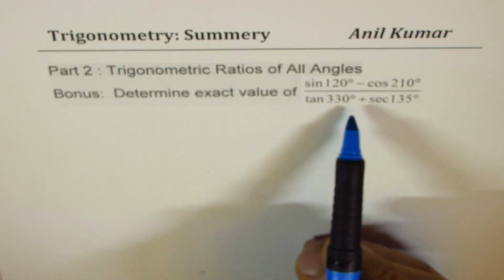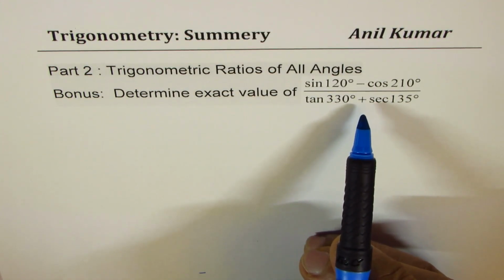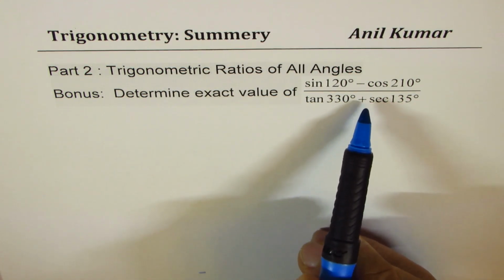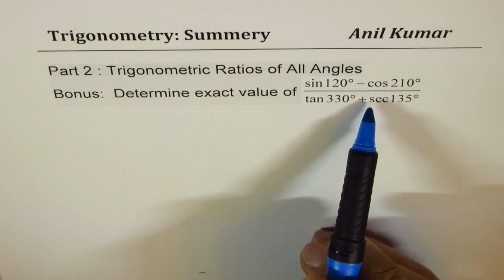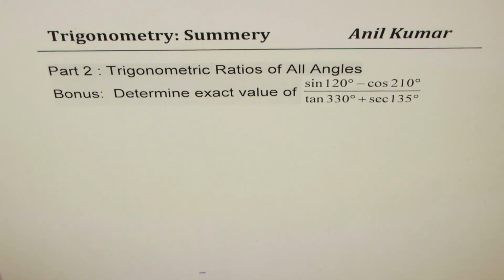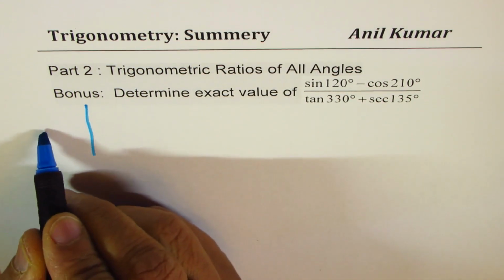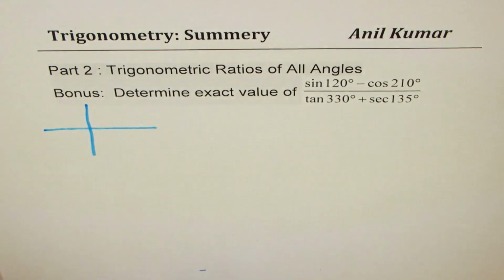Now, the main thing which I'm going to address here is cofunction identities, and this exact value will be found using cofunction identities. So it is just a summary, it is not to give you the basic insight to it, but in short, we'll recall what we have learned so far about trigonometric ratios when we are talking about all the angles.